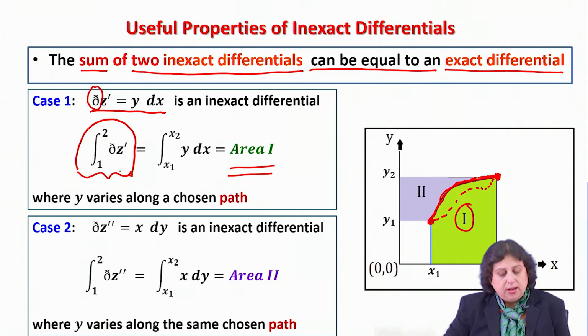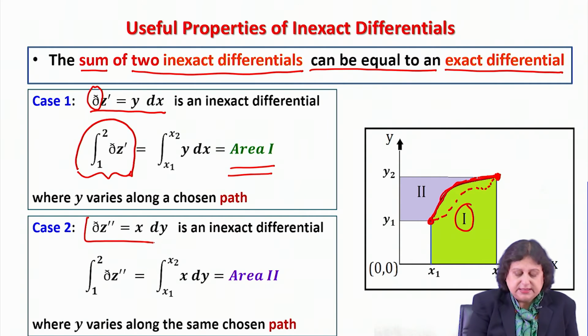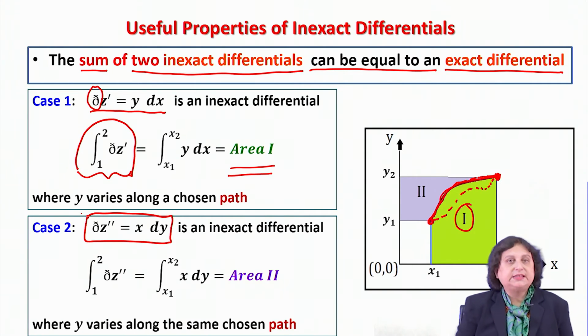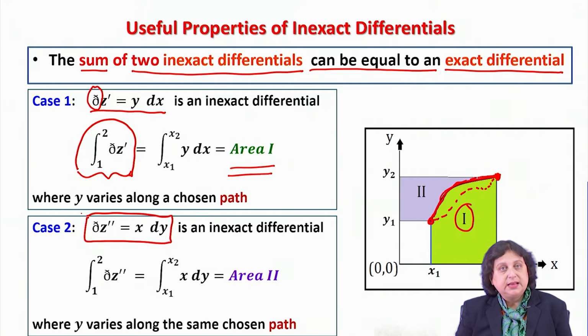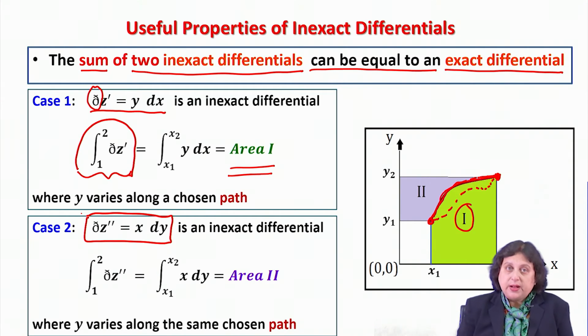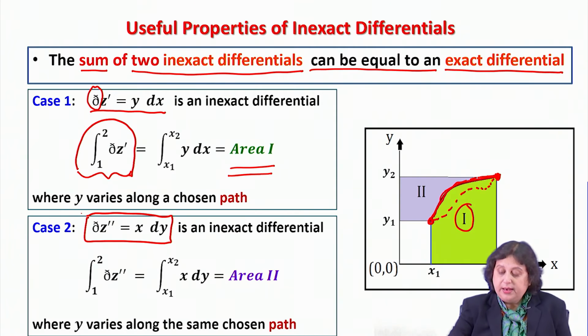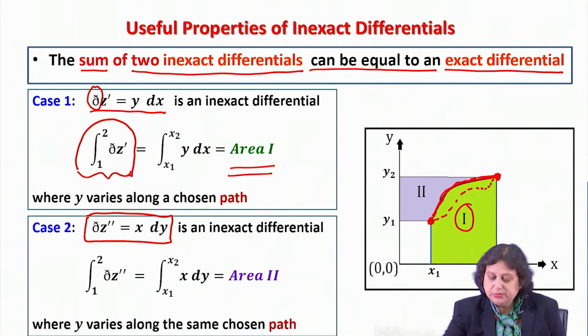Now, the second case that we consider here is another inexact differential, dz double prime, and that is x dy. So, once again, if I integrate dz double prime, I understand that I have to choose some other area, some other pathway while I go from the initial state to the final state. So, let me choose the same path that I had before.